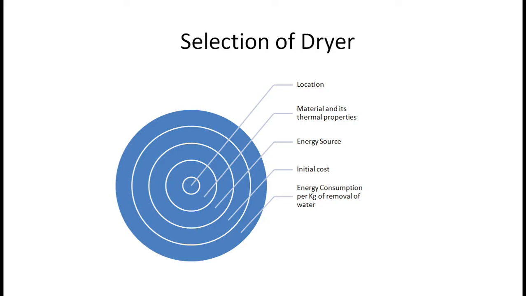Suppose we are in the pharmaceutical industry and we are drying some pharmaceutical product. If that material is very heat sensitive, it means if it gets heated more than its good values, it may get decomposed or its purity may get reduced. So the thermal property is also important while selecting the dryer.